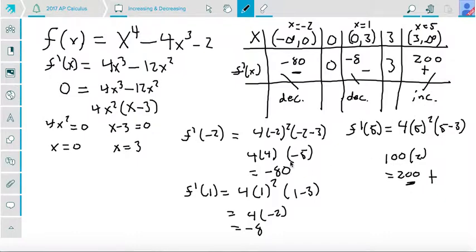And that's pretty much it. And that's how you find whether it is increasing or decreasing throughout a certain interval. And that's all using your critical points, the original function, taking the derivative, setting it to 0.